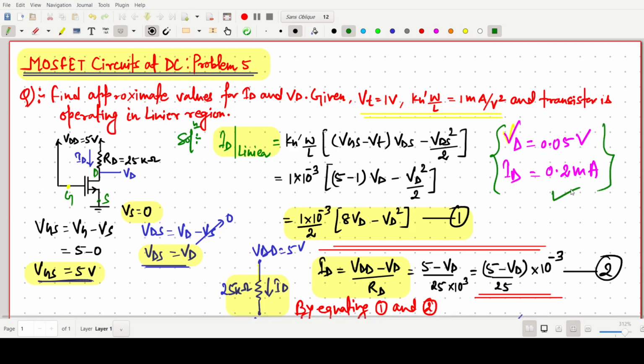This question is an example from the microelectronic circuits book.